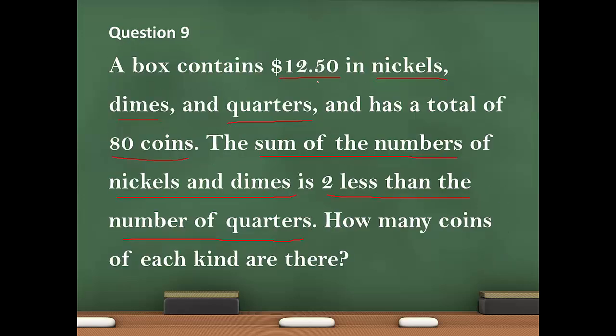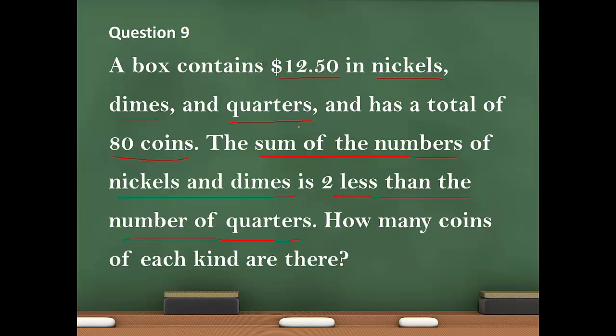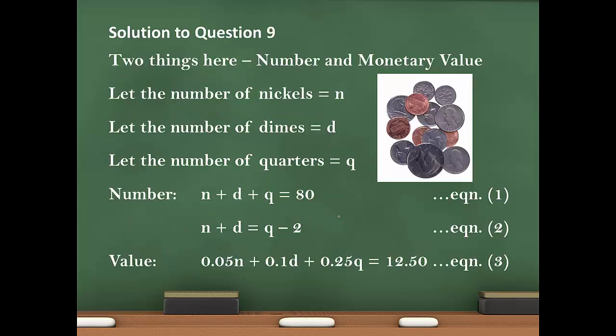Then the monetary value. The monetary value is $12.50. So how do we get this? A nickel has a monetary value of 0.05, since a nickel is 5 cents. A dime is 10 cents, which has a monetary value of 0.1. And then a quarter is 25 cents, which has a monetary value of 0.25. So when you add everything up, it should give you $12.50. That gives you equation 3. Do you understand?